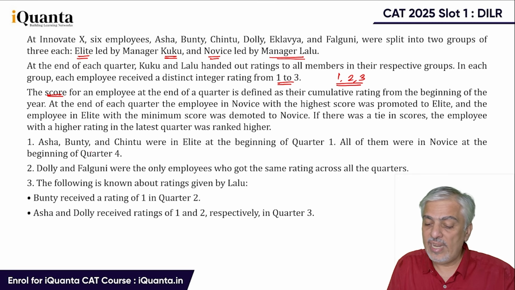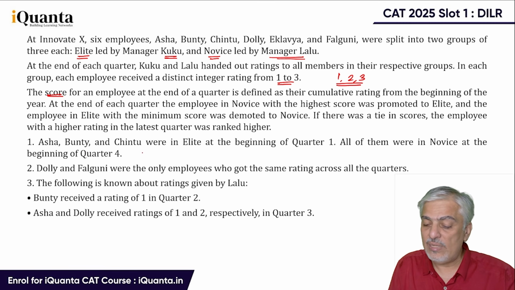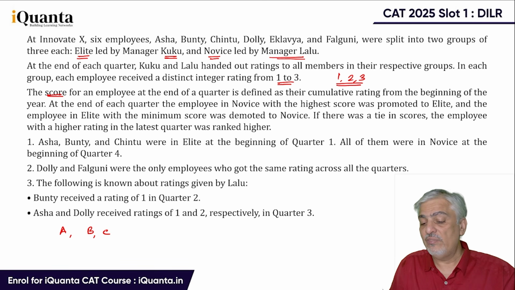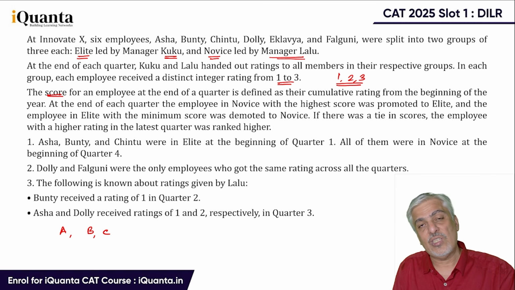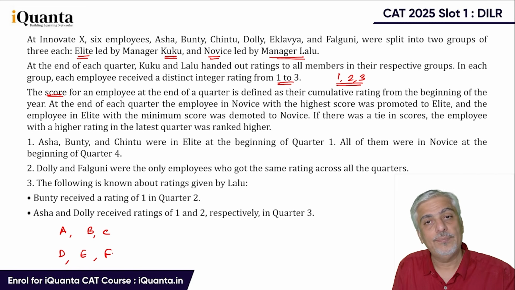Now there were 4 points given. Let's just read the points. A, B, C were in Elite at the beginning of quarter 1. So in the starting, A, B, C were in Elite. All of them were in Novice at the beginning of quarter 4. That means after quarter 1 there's a transfer, after quarter 2 there's a transfer, and after quarter 3 there's a transfer. So by the beginning of quarter 4, D, E, F were obviously in Novice.